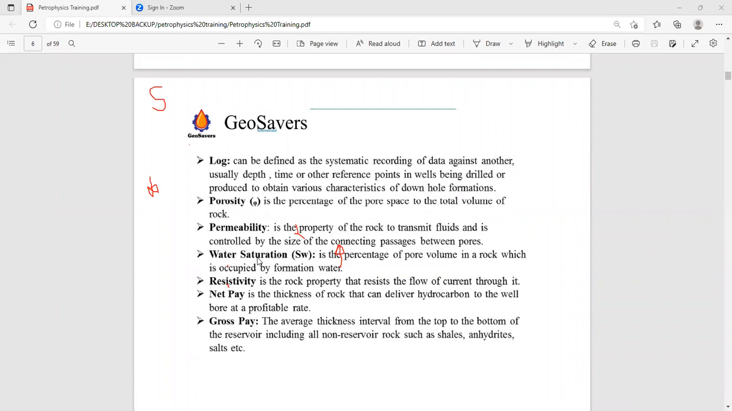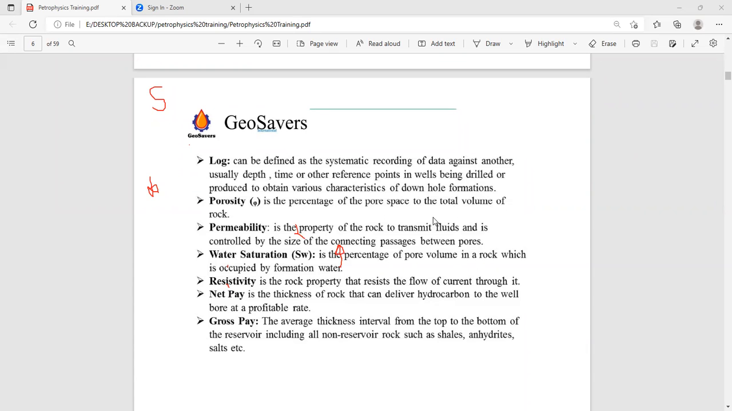So let's get through some other definitions, like a log. What's a log now? A log is simply the record made when the sensor is sent into the formation. And in the gradual process of taking out those parameters from the reservoir, it produces a curve, which we are going to see. This particular paperwork is what we call a log.